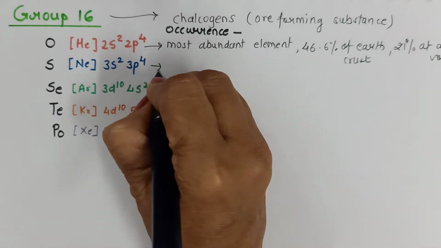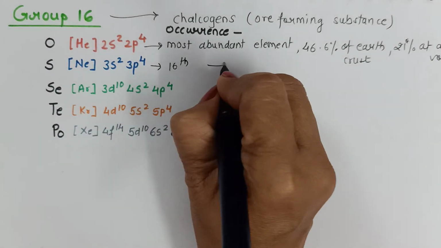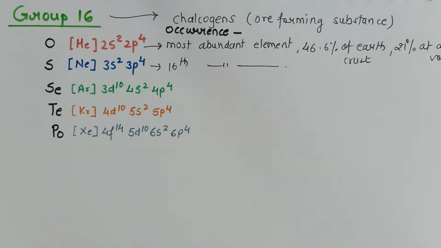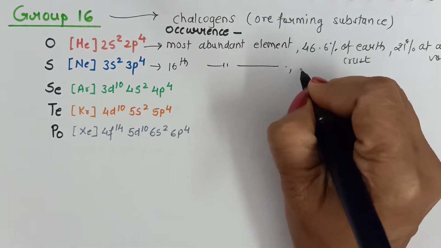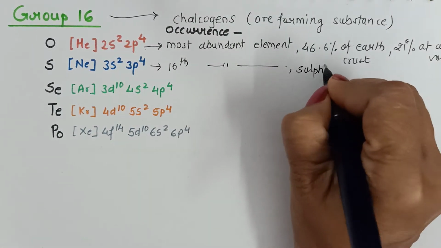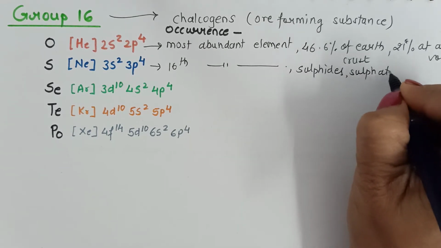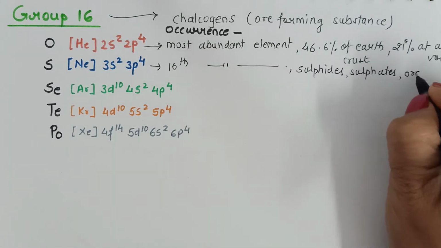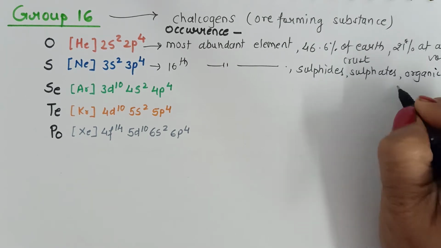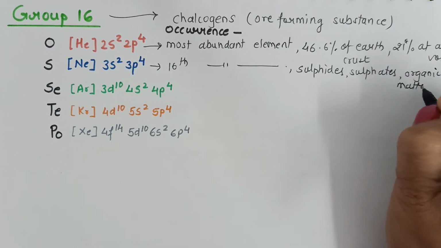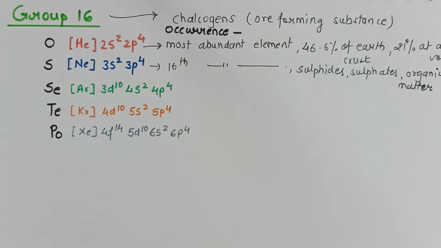Sulfur is the 16th most abundant element in the earth crust. It exists as either sulfides or sulfates, or it is also present in organic matter like in proteins, or in egg, garlic, onion, mustard, etc. All these contain sulfur.